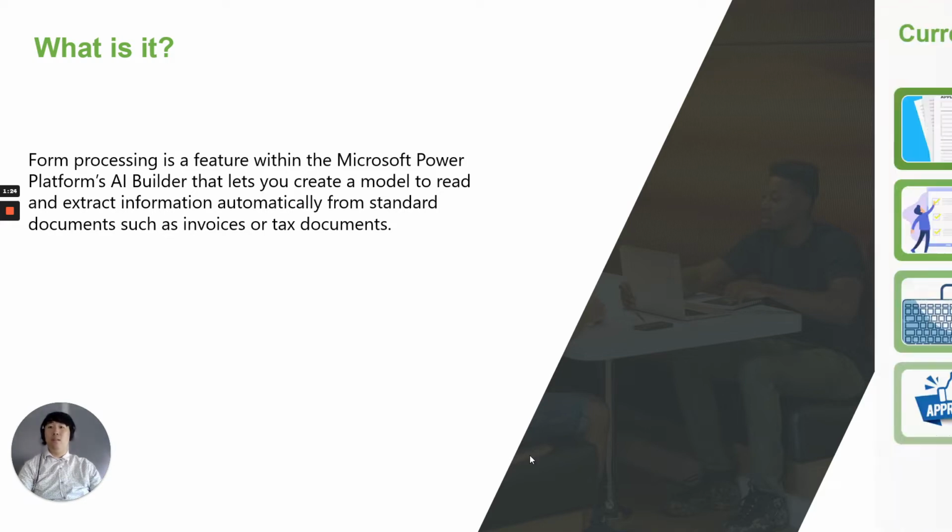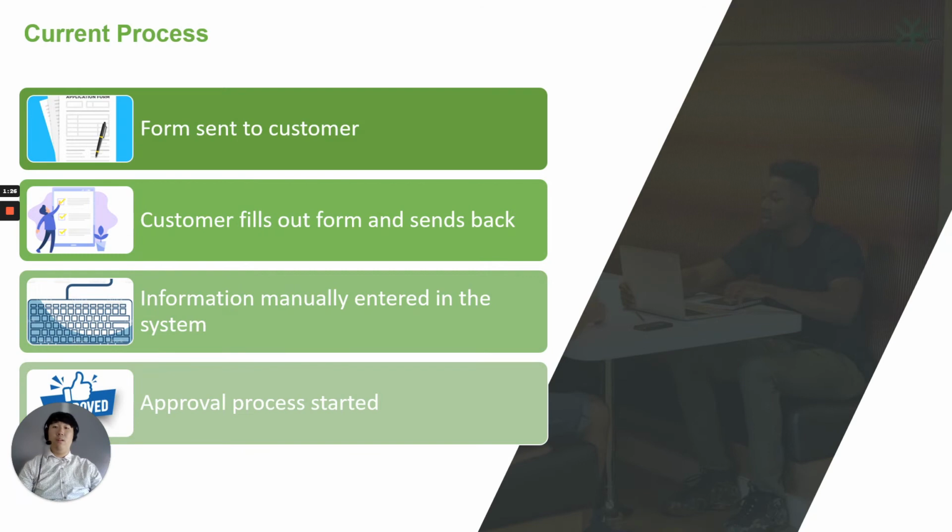So today we'll be taking an example of the process of getting a bank loan, with one of the essential documents being a monthly expense list. And here we can take a look at the current process without the assistance of AI Builder's form processing. So first up, the form is sent to the customer to fill out. This is usually done through an email as a PDF, and then the customer fills out the form and sends it back to the lender that has sent the form.